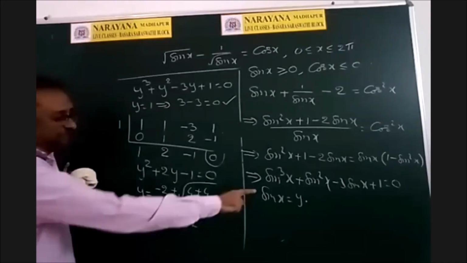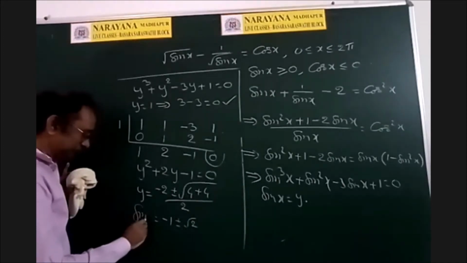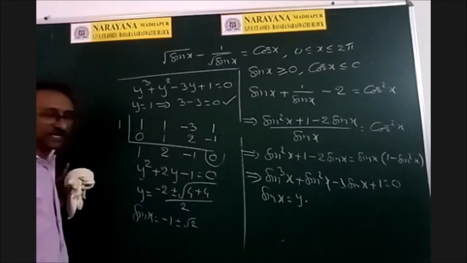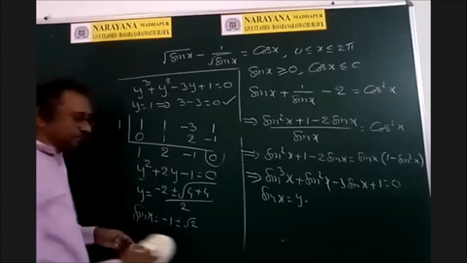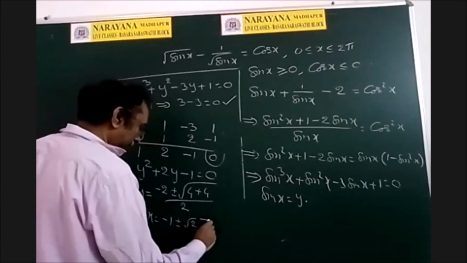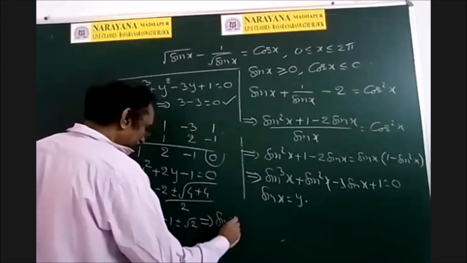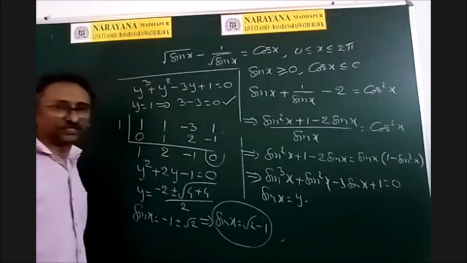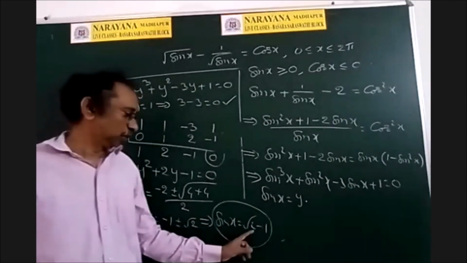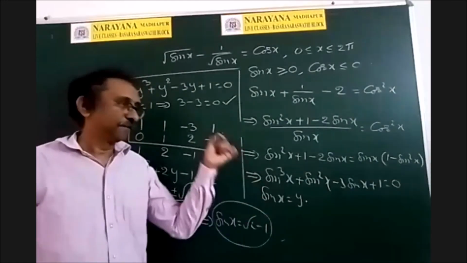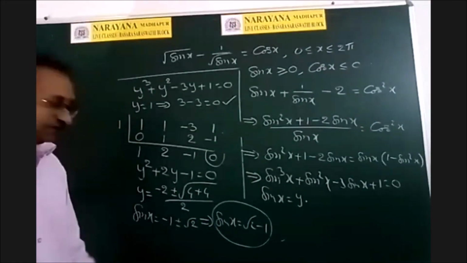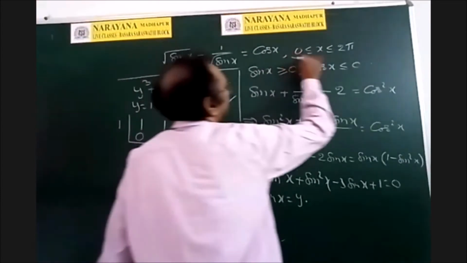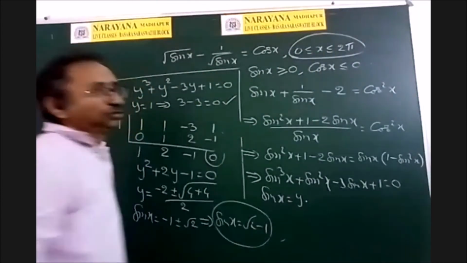But what is actually y? Sin x. So sin x cannot be minus 1 minus root 2 because its range is from minus 1 to 1 only. Therefore, sin x is equal to root 2 minus 1 is one possibility. Root 2 is 1.414 minus 1, 0.414. So definitely it will have a solution. Now we have to find the number of solutions in 0 to 2 pi.